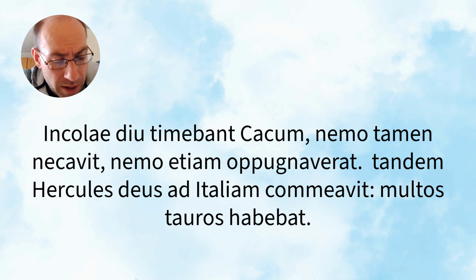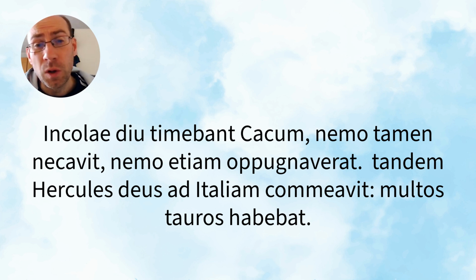Right, incolae. Well, you can see we have a plural verb, timebant, feared, we're afraid of. Incolae are the inhabitants, the people who live in a place. It's a first declension noun. It ends in a, incola, but it would be considered masculine. So incolae, the inhabitants. Diu, for a long time, duration. For a long time feared, Cacus, accusative. Nemo, nobody, however, necavit, killed. We've not got the explicit direct object here, but of course it's Cacus.